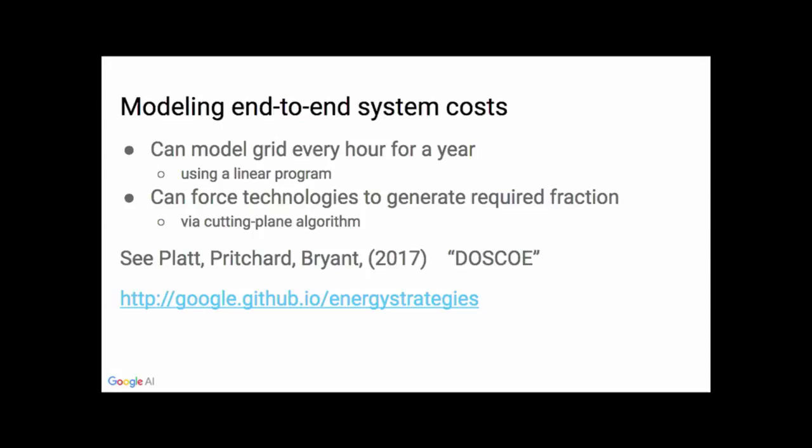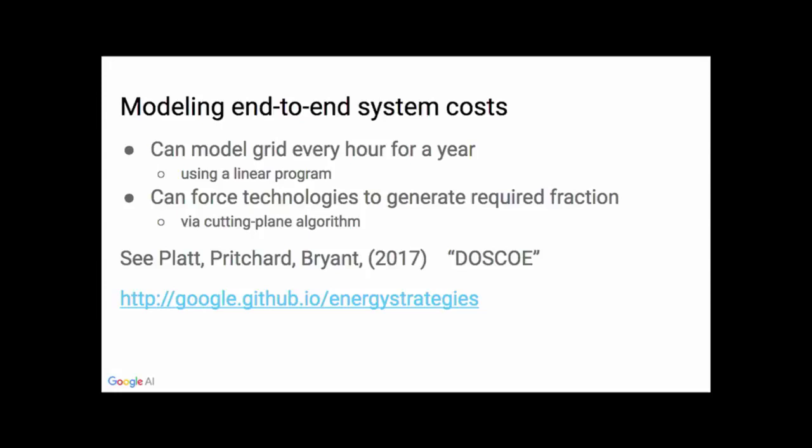What if you wanted renewable energy to be 60% or 80%? Well, you can add a cutting plane algorithm to force the system to find the minimum cost given that you need 80% renewable, say. So you can see our paper, look for the keyword DOSCO. Or if you're curious, we have a live tool on GitHub called Energy Strategies that you can play with if you want to try different what-ifs, try different policies or costs. So I welcome you to try that out and learn more.